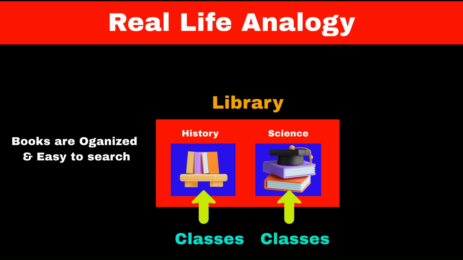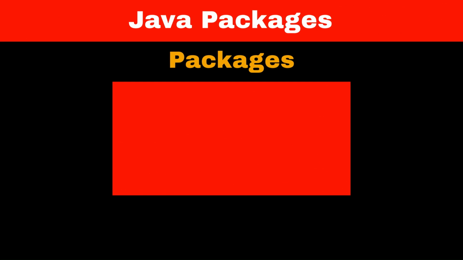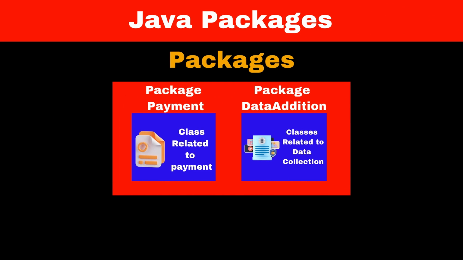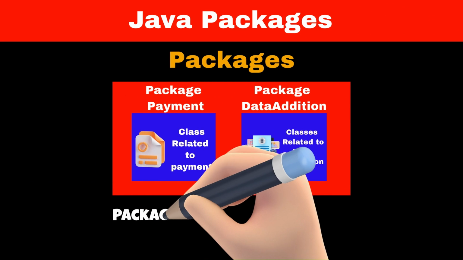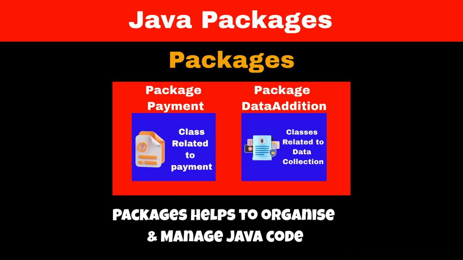Books are like classes and the library is like a package in a Java program. Java packages are a collection of classes. In a library you can have different sections for different types of books, meaning a section is a group of similar types of books. Similarly, in Java, we can group related classes and interfaces into packages. Just like a library organizes books into different sections, Java packages help us to organize and manage our Java code.